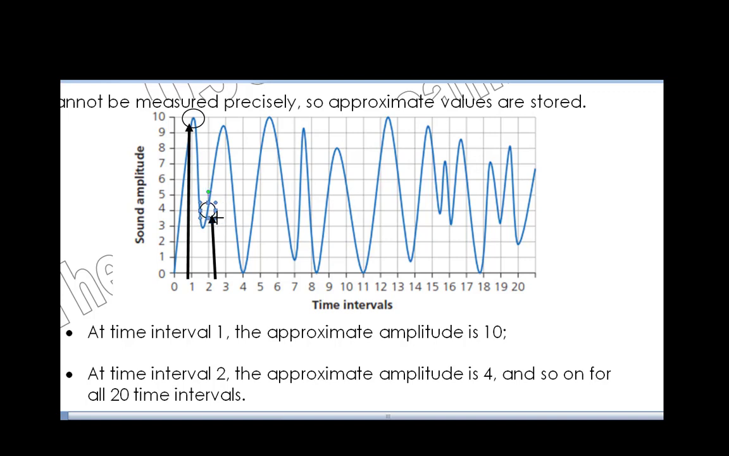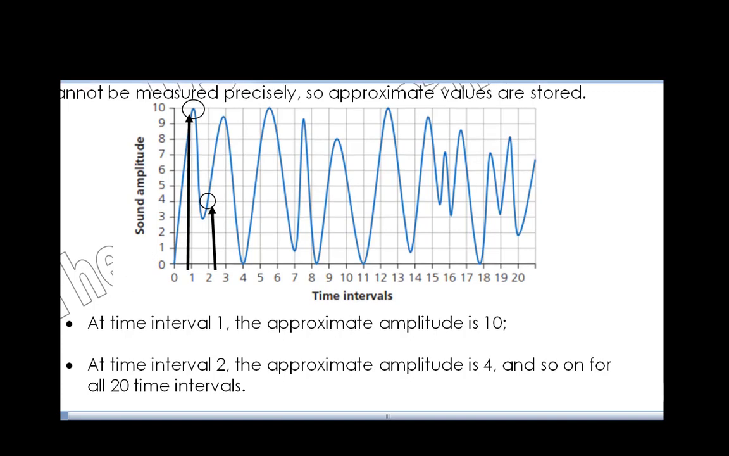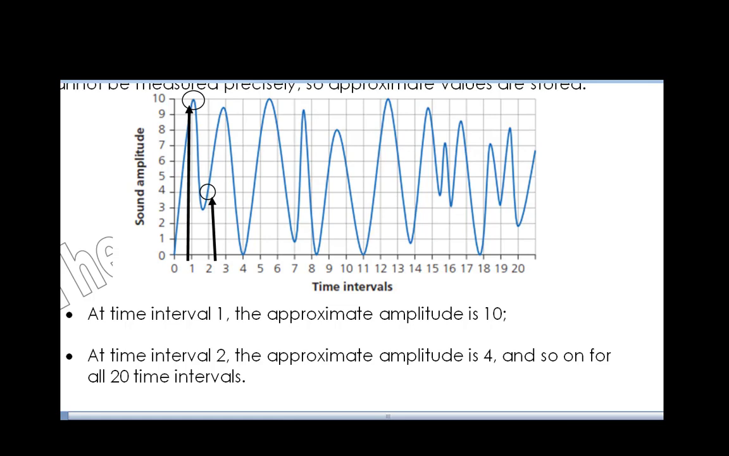Let me just draw it more appropriately. So at the line number 4 of the sound amplitude, you may see that time interval 2 and amplitude 4 intersect at the specific point. So this is how we can measure the time and all the graph values.